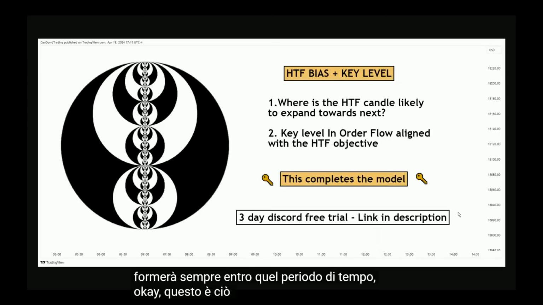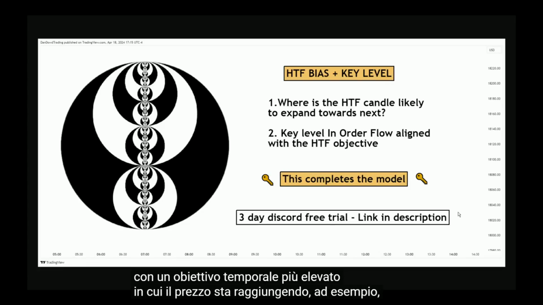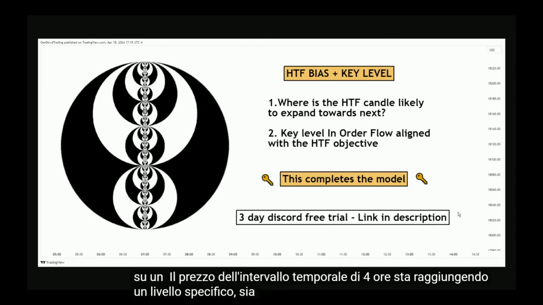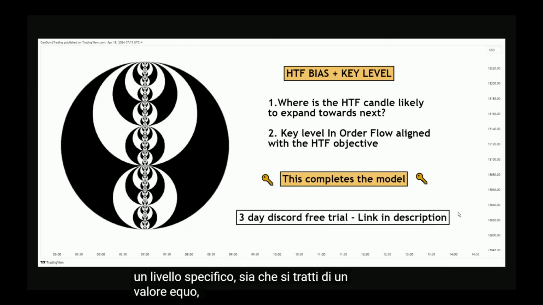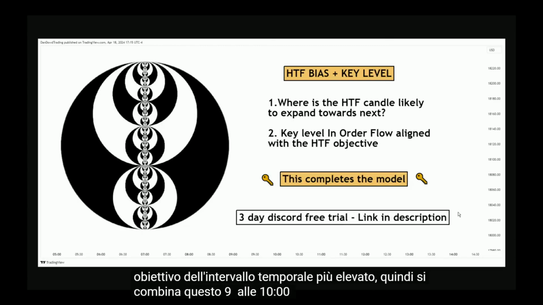Okay, this is what unlocks the model. Having a higher time frame objective where price is reaching for. For example, on a 4-hour time frame, price is reaching for a specific level, whether that be a fair value gap, whether that be a level of liquidity. In line with that, you have a key level in order flow aligned with the higher time frame objective. Then you combine this 9 to 10 o'clock period. Then you combine an SMT confirmation within that 9 to 10 o'clock period.